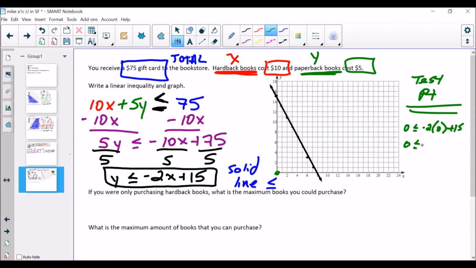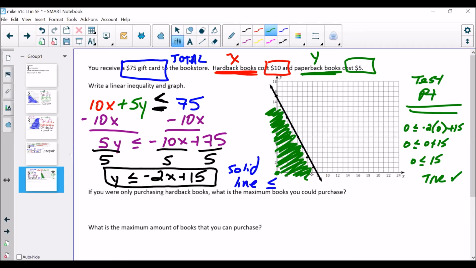Negative 2 times 0 is 0. And we come up with 0 is less than or equal to 15. This is a true statement. 0 is smaller than 15. So we're going to shade on the side of that point that we used as a test point.